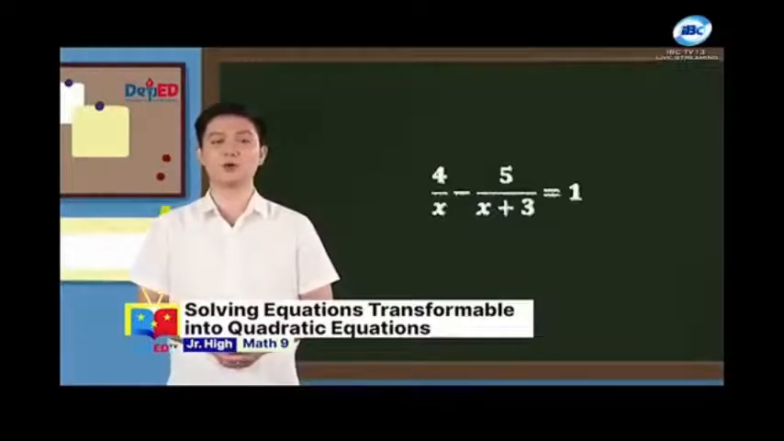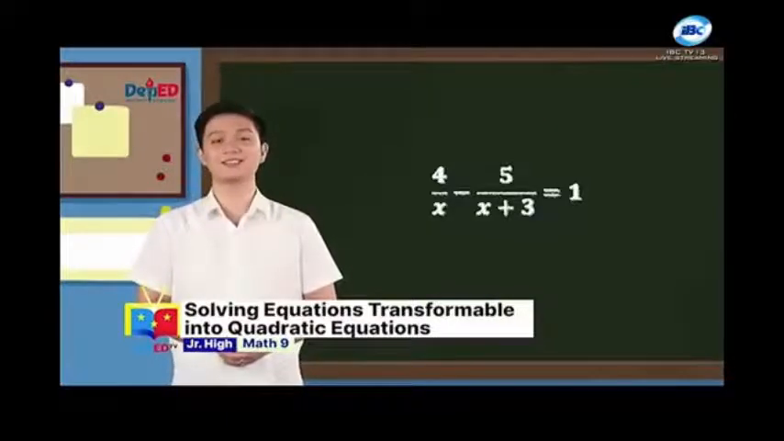Equation number 2: 4 over x minus 5 over x plus 3 equals 1. For 45 seconds, go!